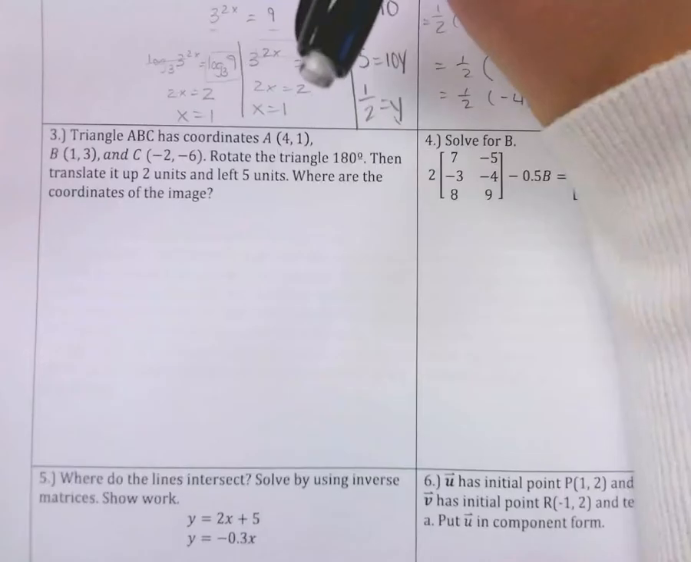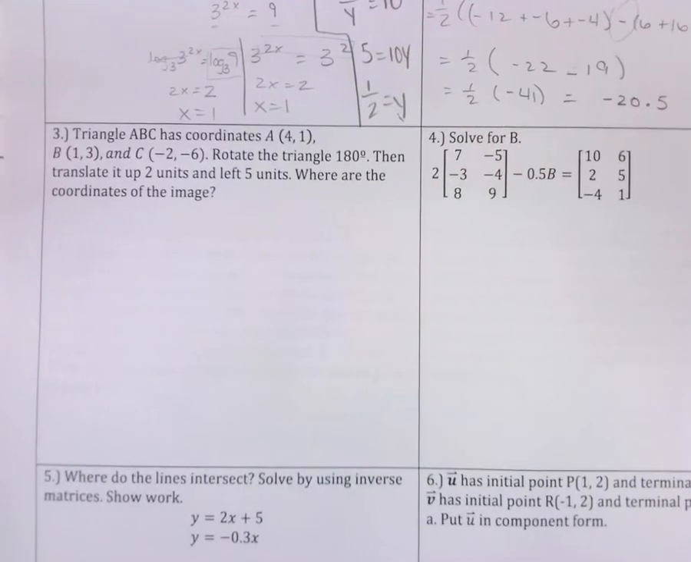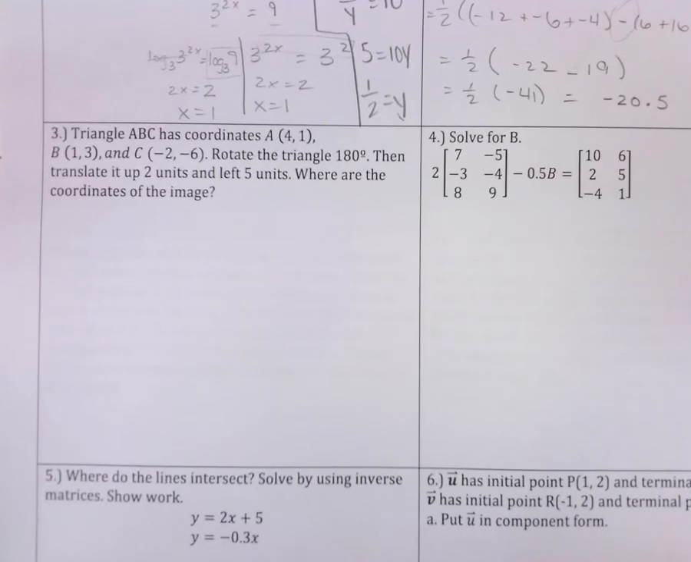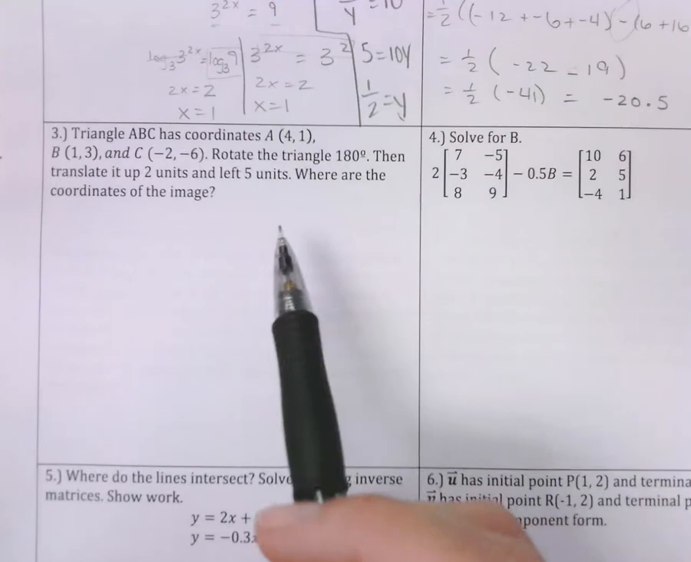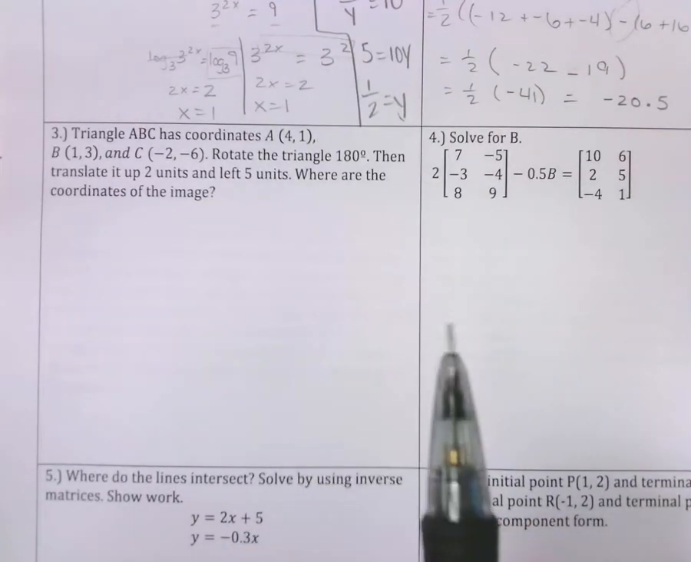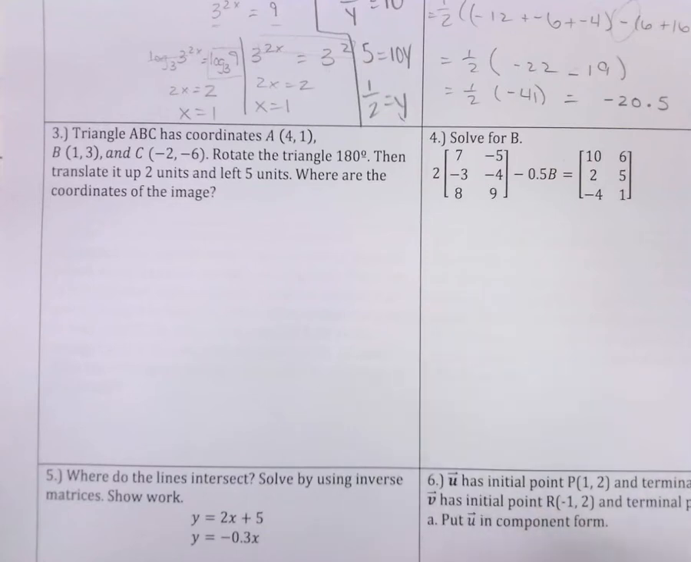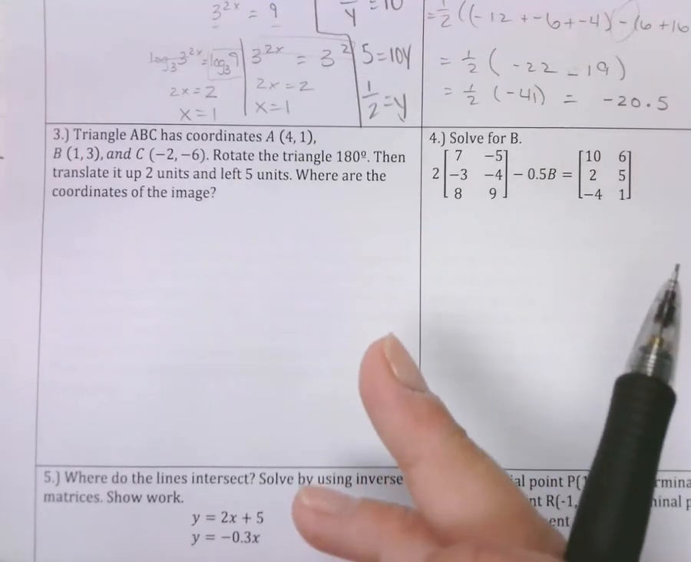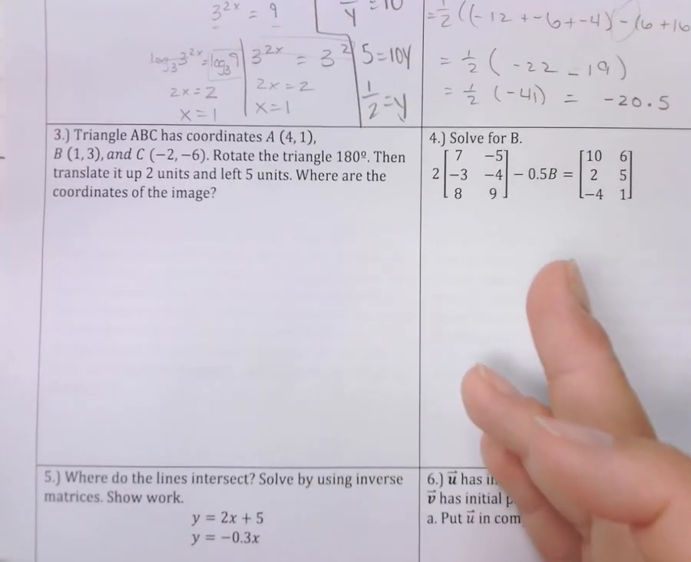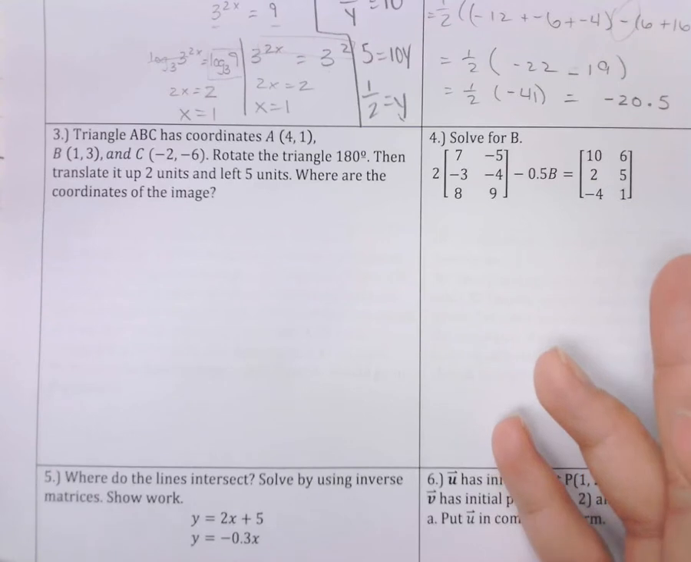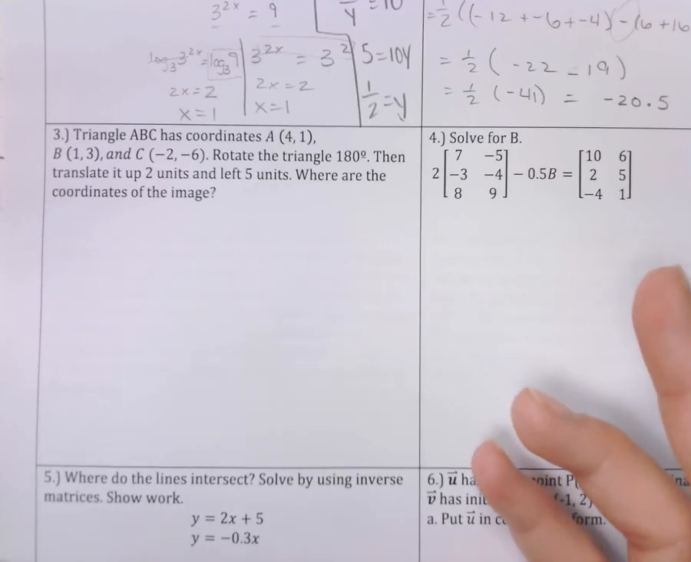Okay, so in number 3, they give you the coordinates of A, B, and C. And first, you're going to rotate the triangle. It may be a rotation, it may be a reflection. It's going to be one of those things. So know all the rotation matrices and the reflection matrices. Technically, there's 4 rotation matrices and 4 reflection matrices, but one of the rotation matrices is 360, and that's just the identity.